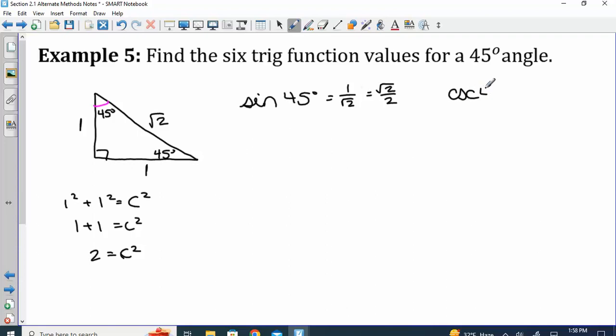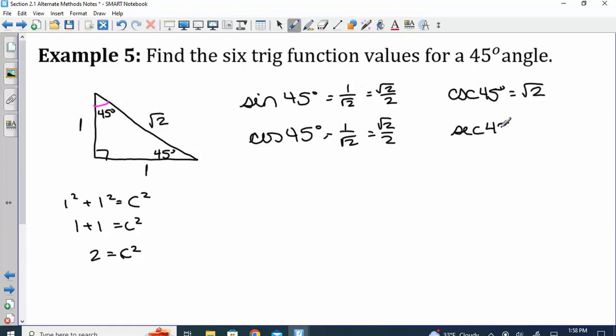Then what's the cosecant of 45 degrees? Just square root of 2 over 1, or square root of 2. Cosine of 45. So cosine is adjacent over hypotenuse. So that's 1 over square root of 2, or square root of 2 over 2. Then secant would be square root of 2.